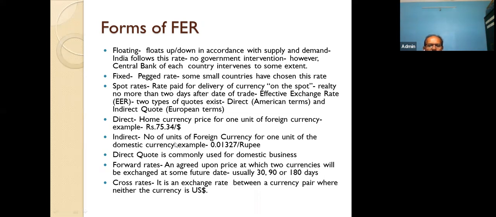Vice versa, indirect means number of units of foreign currency for 1 unit of the domestic currency. It is exactly opposite to this. If a USA person would like to buy Indian rupee, he will have to shell out $0.01327 to get 1 rupee. So this is known as indirect. In indirect, foreign currency and domestic currency; in direct, domestic currency and foreign currency. This is the relation. Are you following this example?